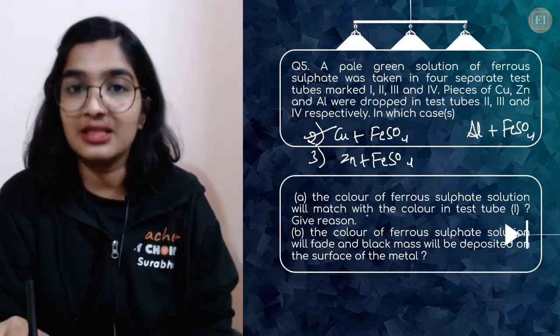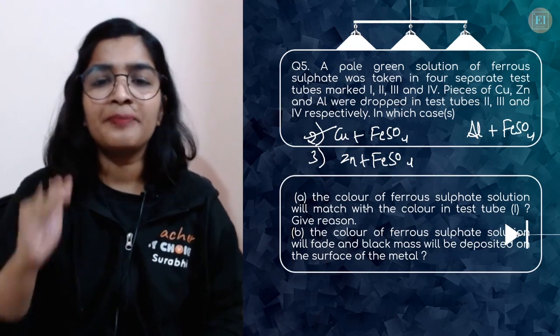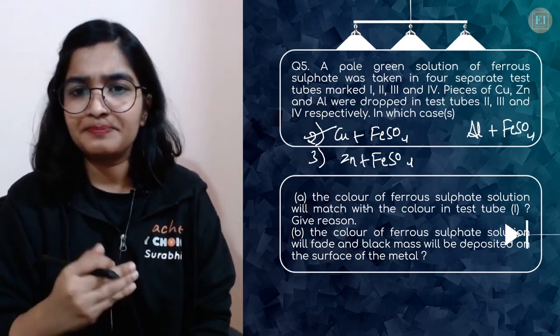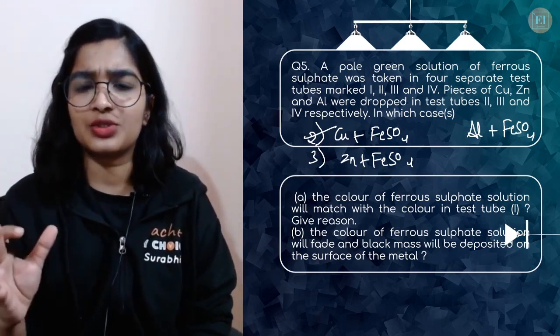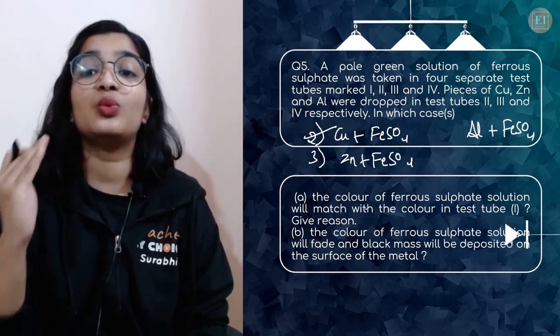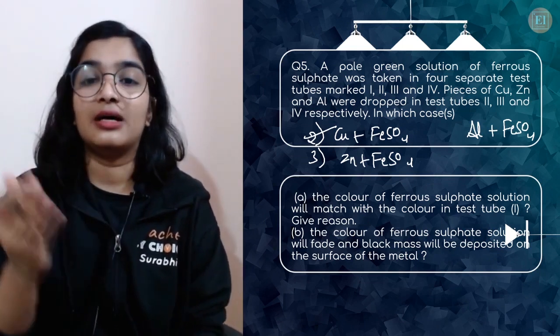So that will be the answer. Test tube 2 will be the answer. Now part B: the color of ferrous sulfate solution will fade and black mass will be deposited on the surface of the metal.